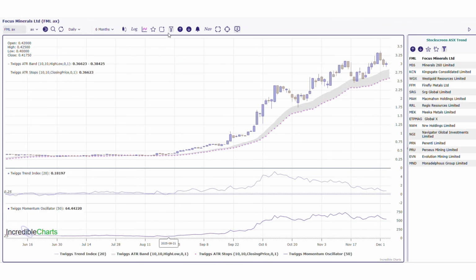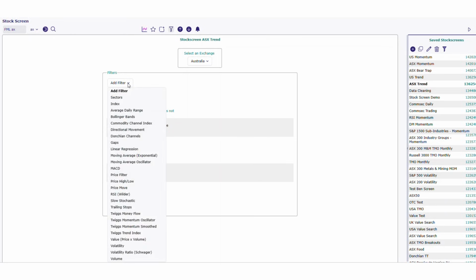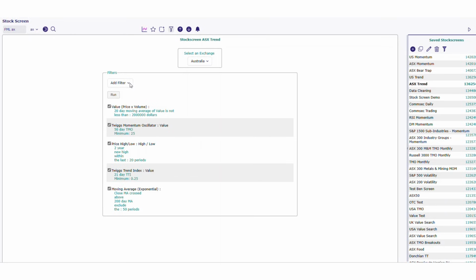Right, so let's go and have a look at the stock screen. Click on stock screen here. If you were setting up a new screen, you click the plus button and give the screen a name. Then select an exchange. We're going to run the screen on Australia and add filters from the list. I've already set up the filters, but I'll take you through them one at a time.